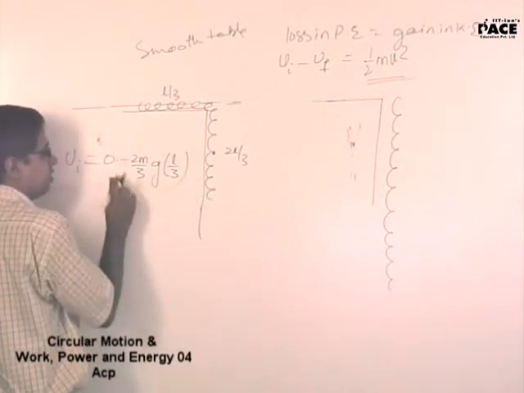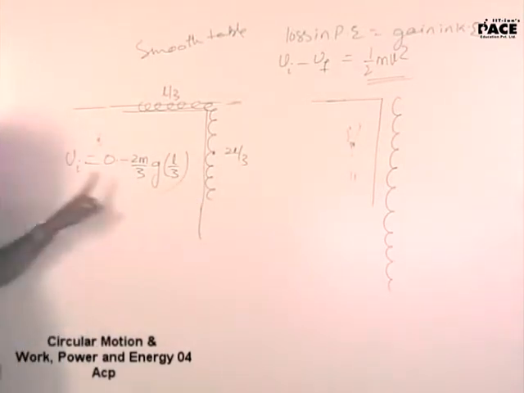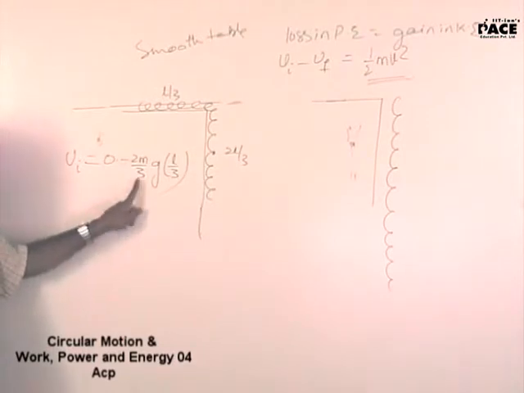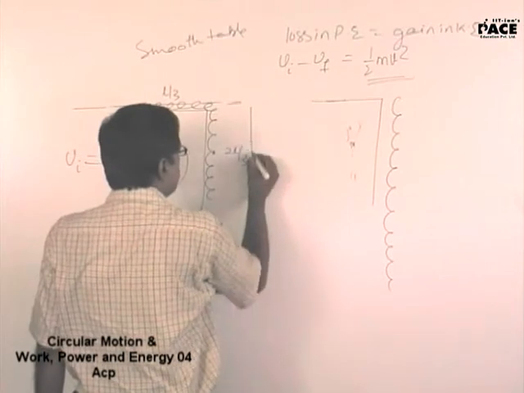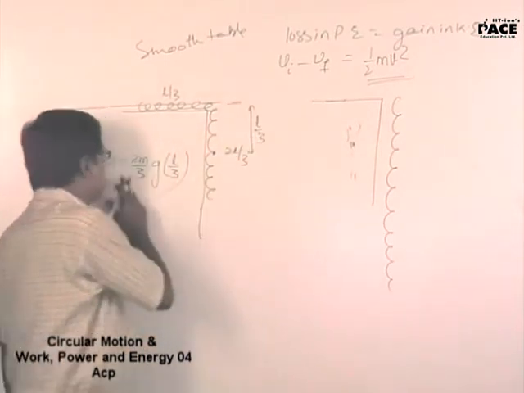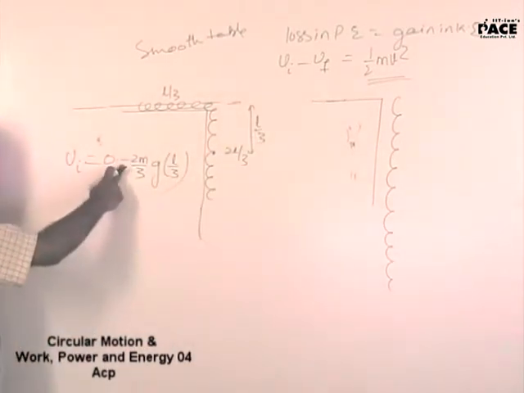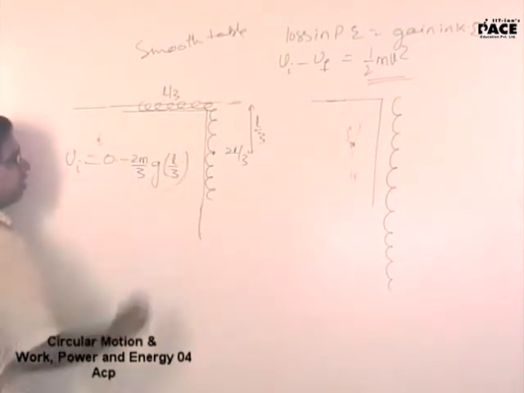This will be L by 3 with a negative sign. This will be the mass of the hanging part of the chain, g, h. h will be L by 3. This distance will be L by 3, and I am supposed to precede this with a negative sign. 0 is the potential energy of this.